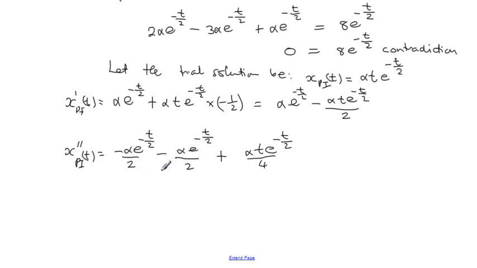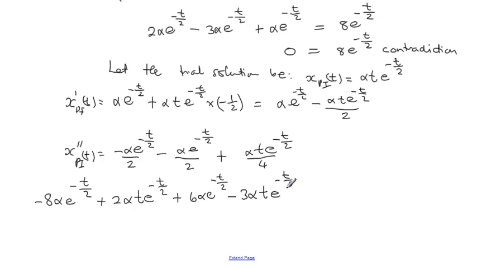Now substituting in the left hand side of the equation, we're going to get 8 multiplied by minus 2 alpha, so minus 8 alpha e to the power minus t over 2 plus 2 alpha t e to the power minus t over 2. That's the first term of the left hand side of the differential equation. Plus 6 times the first derivative, in this case 6 alpha e to the power minus t over 2, multiplying, minus 3 alpha t e to the power minus t over 2, plus x, the solution, which is simply alpha t e to the power minus t over 2. And this is claimed to be a solution.